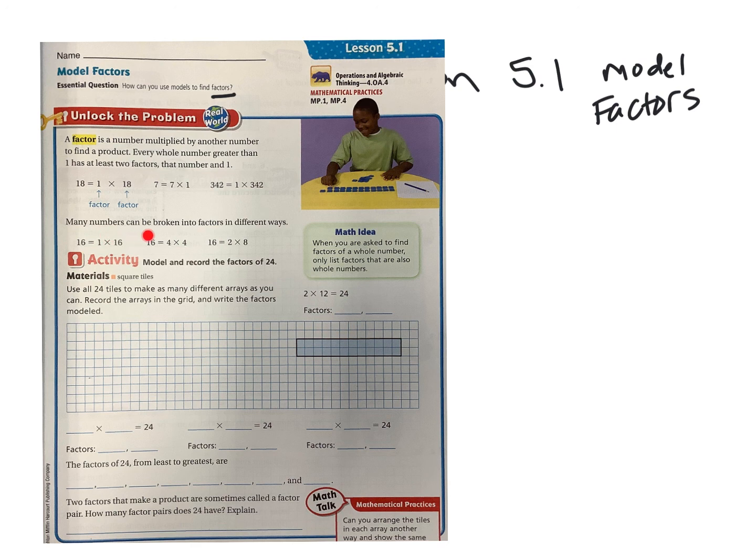You have other numbers that can be broken into factors in different ways. So some products have more ways, or more factors, that they can use. Here's some examples. 1 times 16, 1 and 16 will give you the product 16. So there's 2 factors. But you can also do 4 times 4, so 4 is a factor of 16. And you can also do 2 times 8, so 2 and 8 are factors of 16.